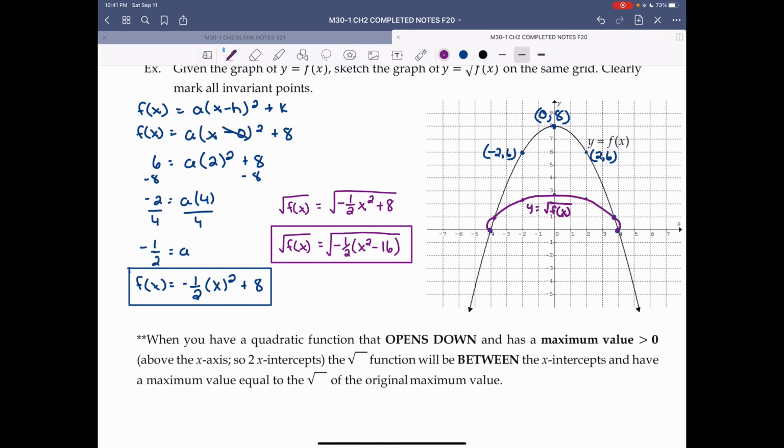When you have a quadratic function that opens down and has a maximum value greater than 0, this will mean it's above the x-axis, so you have two x-intercepts. Then the square root function will be between the two x-intercepts and have a maximum value equal to the square root of the original maximum value.